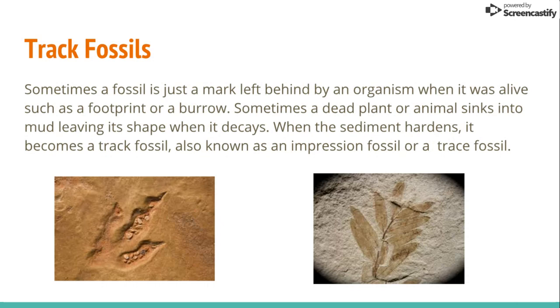The first type of fossils that we'll talk about are called track fossils. Sometimes a fossil is just a mark left behind by an organism when it was alive, such as a footprint or a burrow. Sometimes a dead plant or animal sinks into mud, leaving its shape when it decays. When the sediment hardens, it becomes a track fossil, also known as an impression fossil or a trace fossil.